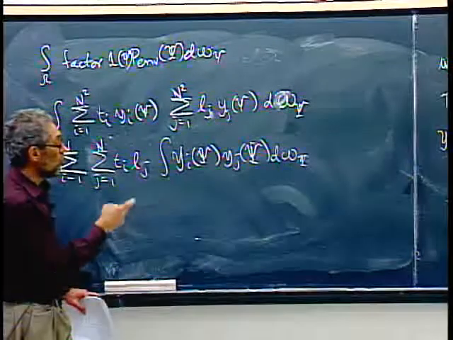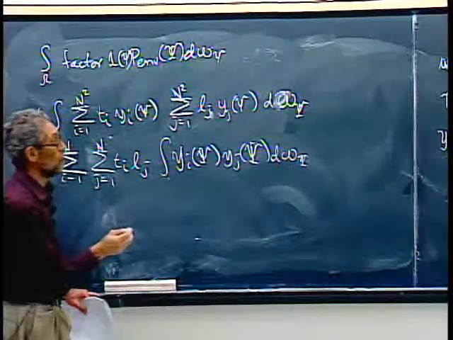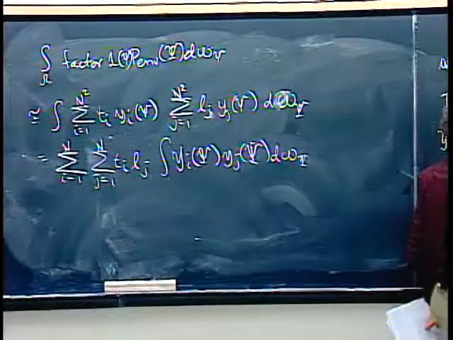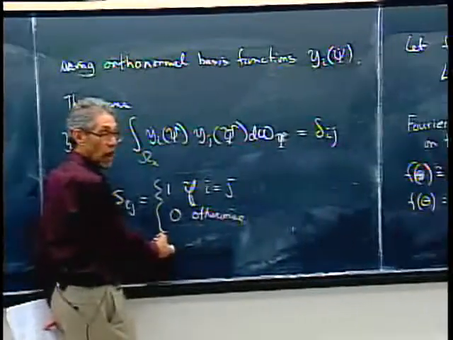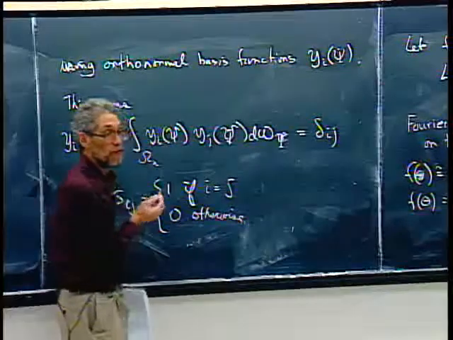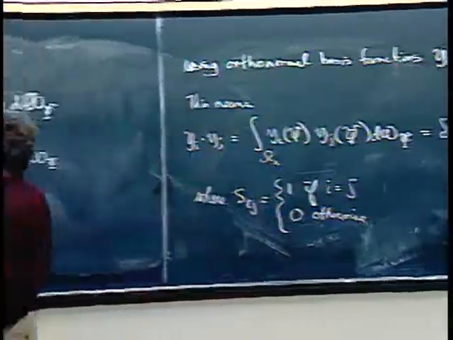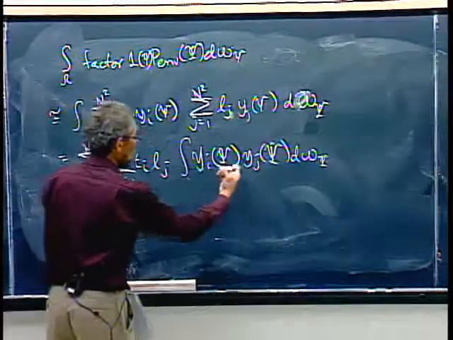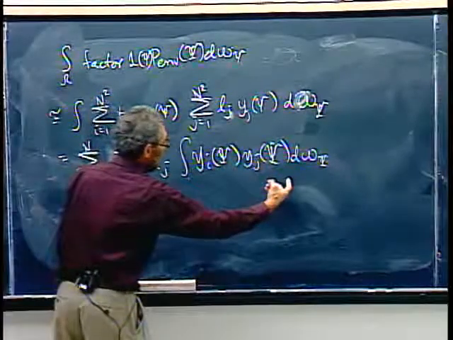Okay, but we just saw those were delta ij's, right? Because they're orthogonal. That's what it means to have orthogonal basis functions. So this integral is 1 only if i equals j and 0 otherwise. That's a property you can prove about Fourier series. You can also prove it about these specific basis functions for spherical harmonics. Only if i and j are equal does this integral equal anything. In that case, it's 1.